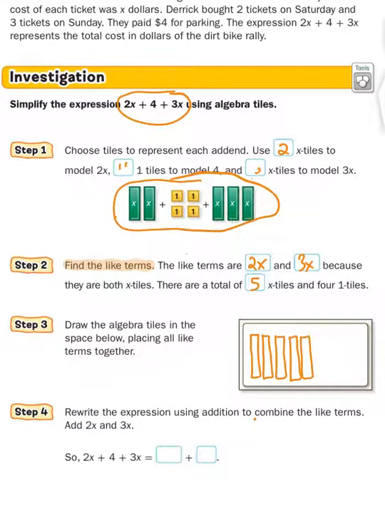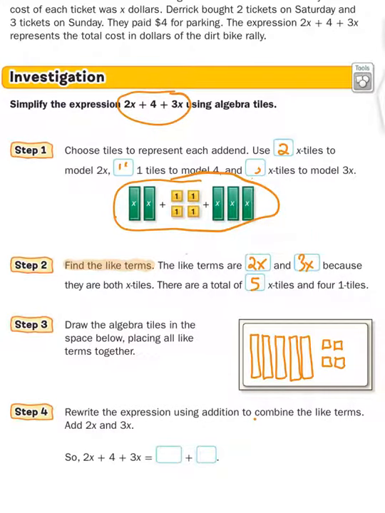Now the 4 1 tiles are already grouped together here. Okay, so notice instead of having our x tiles on opposite sides, all the x tiles are together, all the 1 tiles are together, which is what we want.